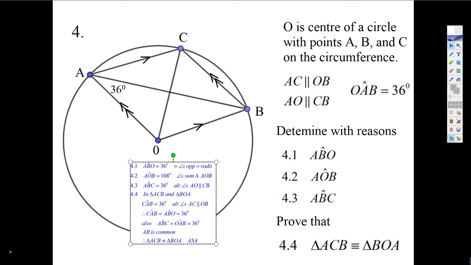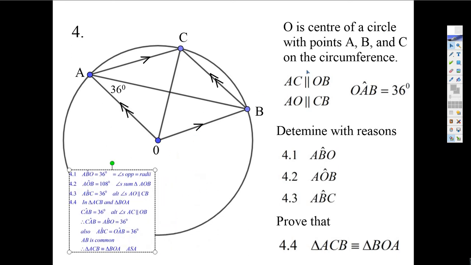This is the last question we're going to do, question 4 in this geometry project, and let's just get started. First, it's good to read the whole thing. Make sure you get a picture of what's going on. O is the center of the circle, and A, B, and C are points on the circumference of the circle.